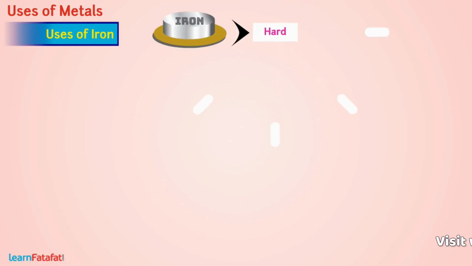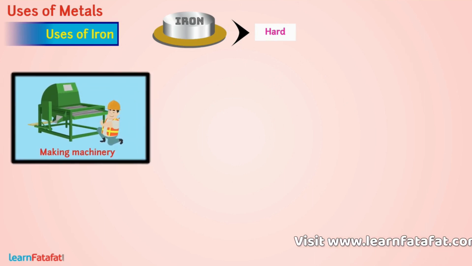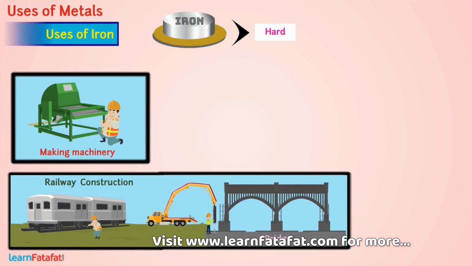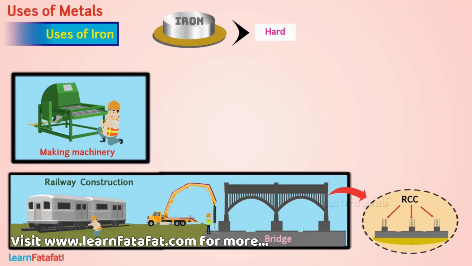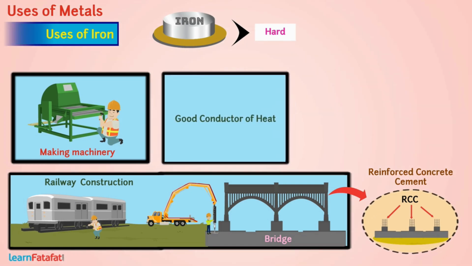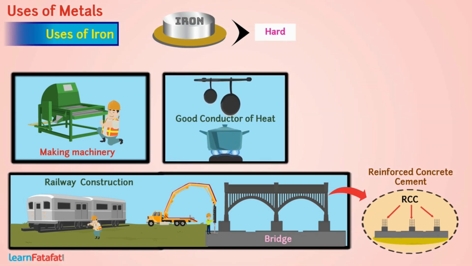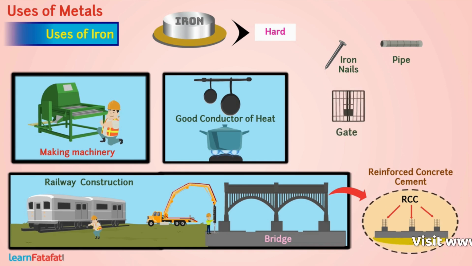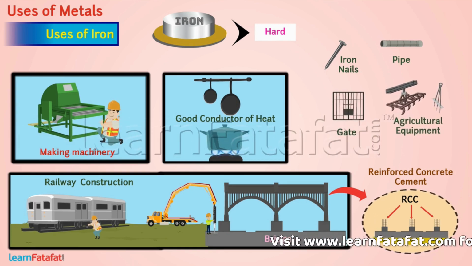Since it is hard, it is used for making machinery, construction of railways and bridges, in RCC, that is, reinforced concrete cement, along with cement for construction activities. Being a good conductor of heat, it is also used for making utensils. It is also useful in making small yet useful things such as iron nails, pipes, gates, agricultural equipments, etc.